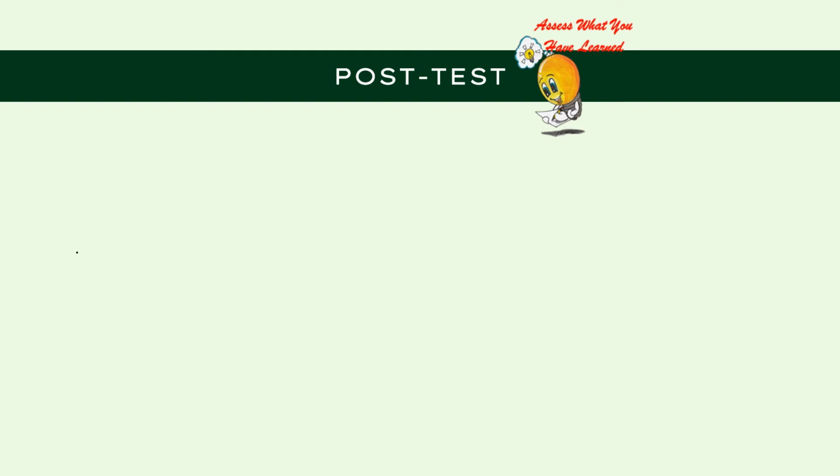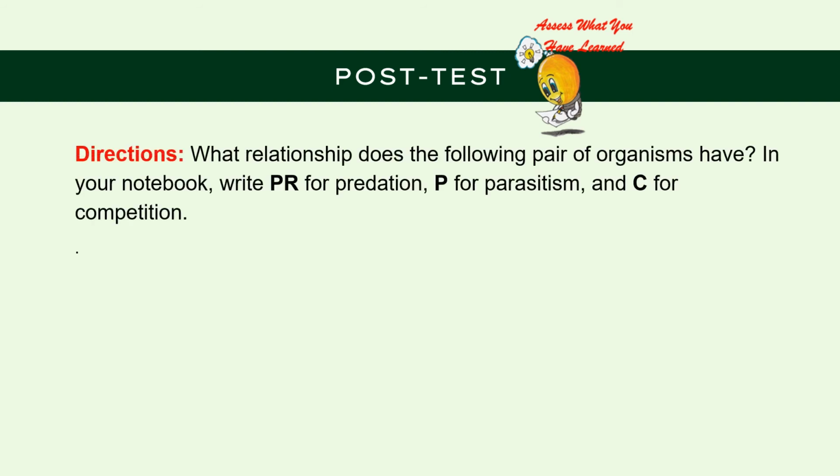Let us assess what you have learned from this lesson. Get your pen and answer sheet and try to answer the next 5 questions. Don't forget to submit your answers to your science teacher. Directions. What relationship does the following pair of organisms have? In your notebook or in your answer sheet, write PR for predation, P for parasitism, and C for competition.